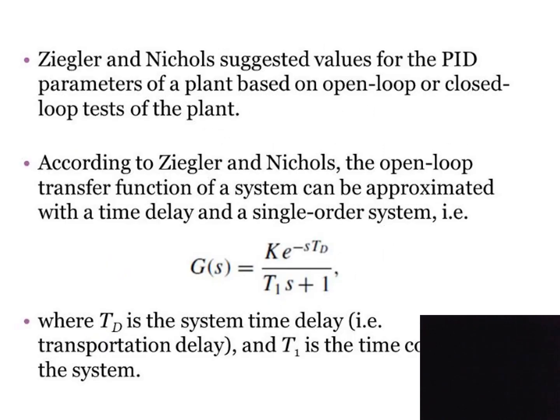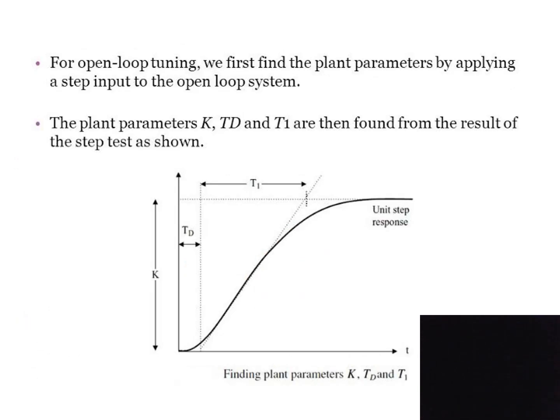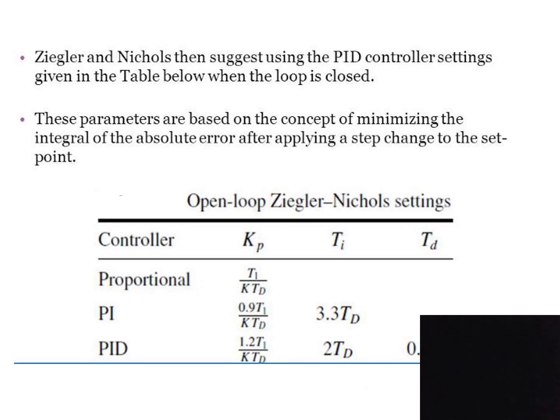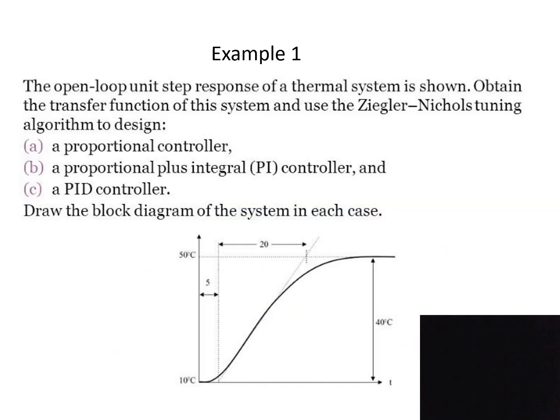Next, let us see one example representing this open loop method. Here an open loop S-shaped response is given. From this curve, one can find the delay time, time constant, and gain. Knowing these values, using the open loop Ziegler-Nichols settings, one can determine the controller settings. Let us take an example of the open loop step response of a thermal system. Obtain the transfer function of the system. Use the Ziegler-Nichols tuning method to design the proportional, proportional integral, and proportional integral plus derivative controllers. Draw the block diagram of the system in each case.